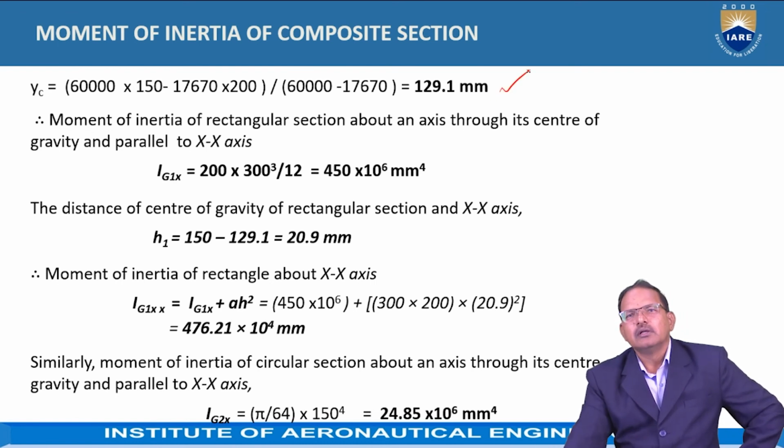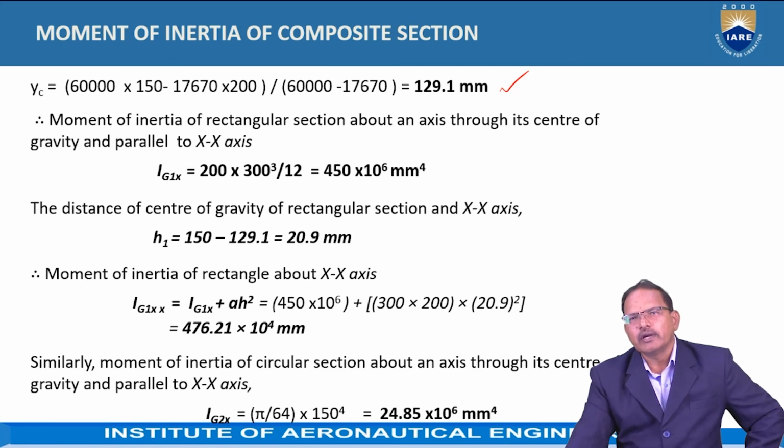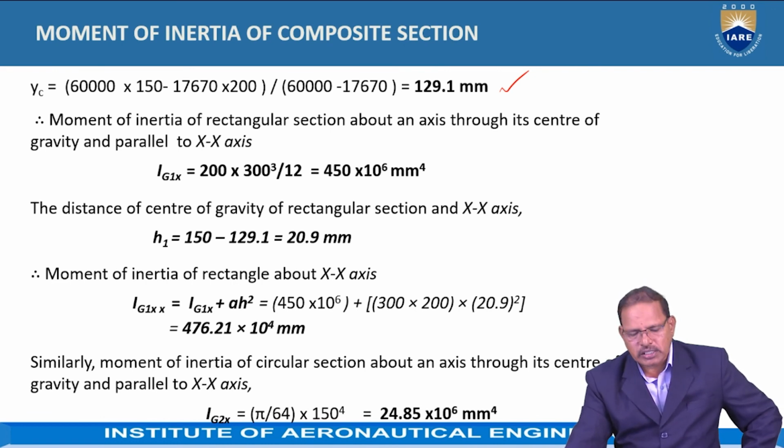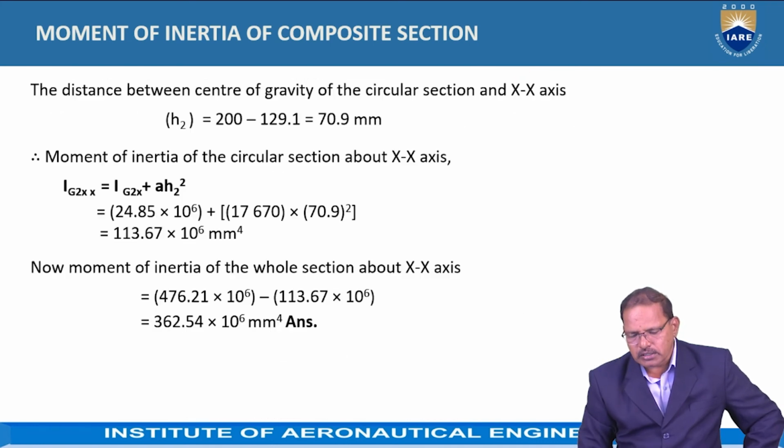So the moment of inertia of the section about an axis passing through the center of gravity and parallel to the x-axis is given by... first, we got 129.1 mm. Just let me take that figure.